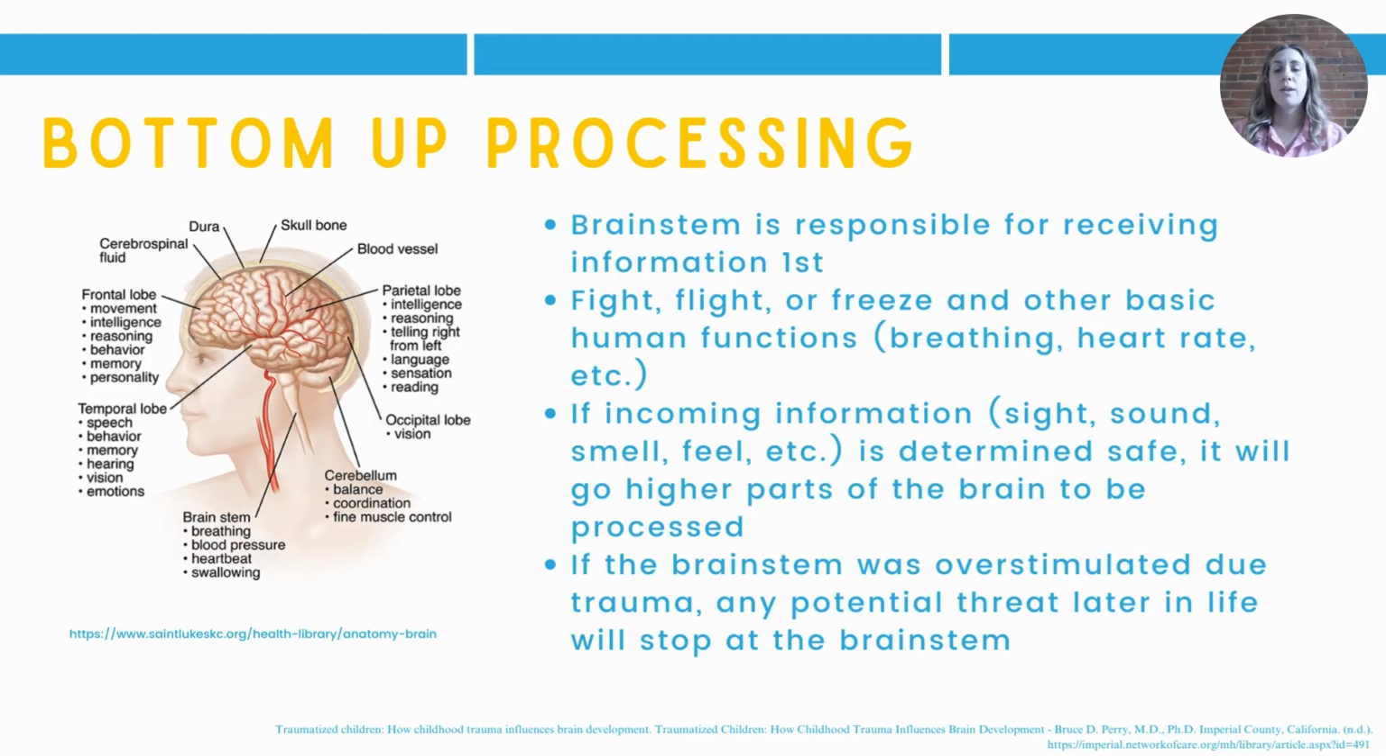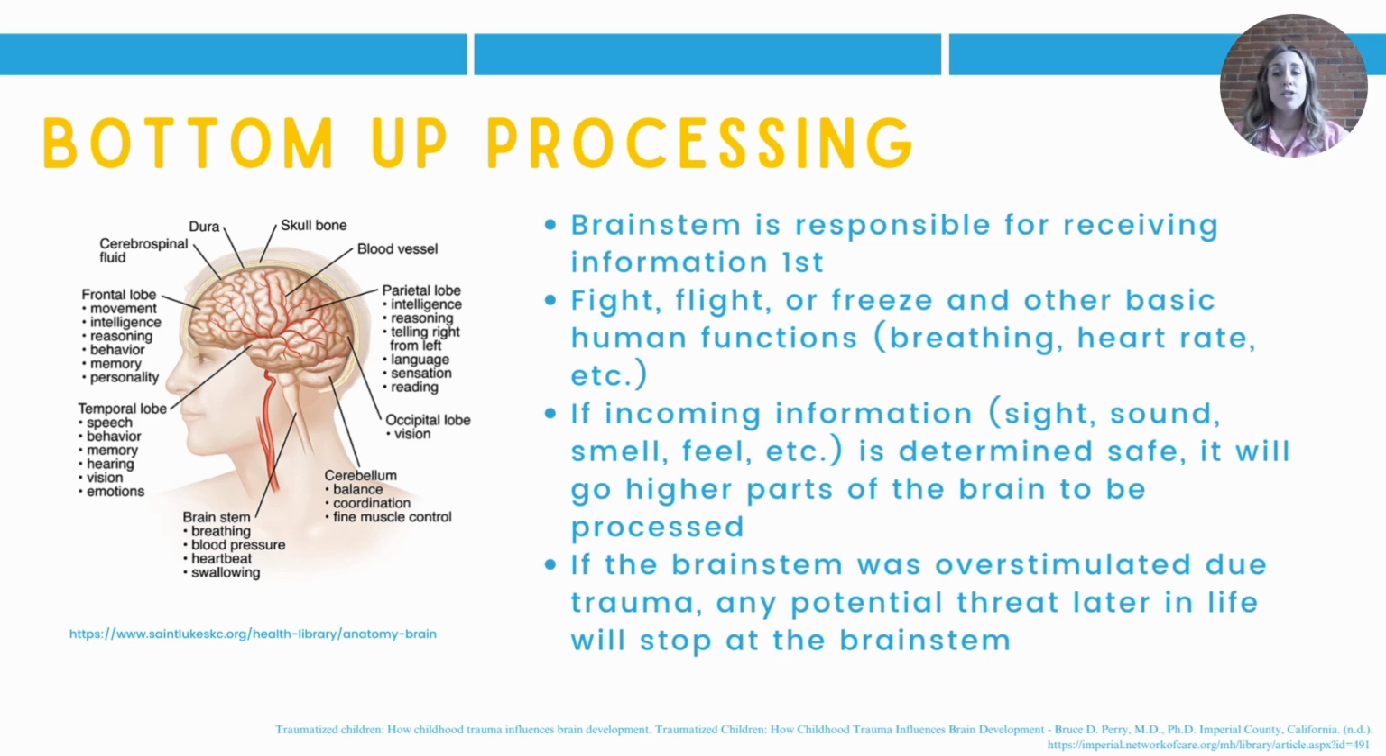We want you to understand what is happening to someone's brain who has experienced a traumatic event. For all humans, all information that we process first starts in the bottom part of the brain, the brainstem. The brainstem is what develops first in babies. It is responsible for fight, flight, or freeze responses. If incoming information, such as sights, sounds, smells, things we feel, is determined safe, information proceeds from this brainstem to other parts of the brain for processing and response if necessary.